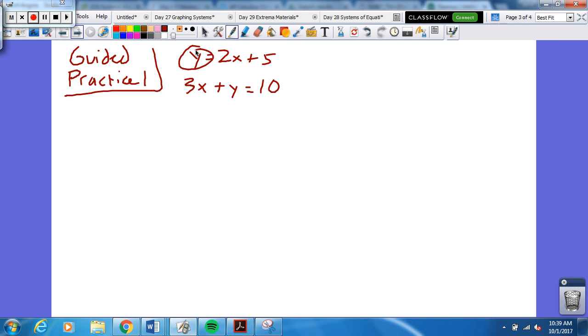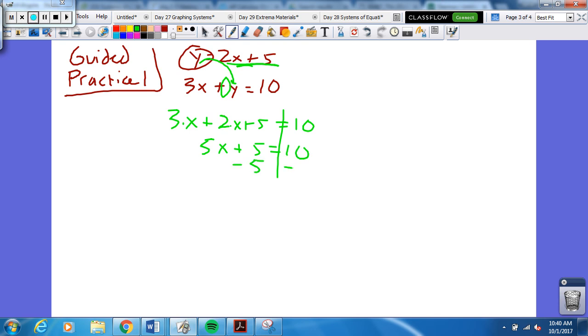So here's y right here. y is going to go in here. So I have 3x plus, rather than y, I'm putting 2x plus 5 equals 10. I have no coefficient out here, so I don't have to distribute. I can just combine like terms. 3x plus 2x is 5x plus 5 equals 10. Subtract the 5. 5x equals 5. Hopefully you got this. x equals 1.